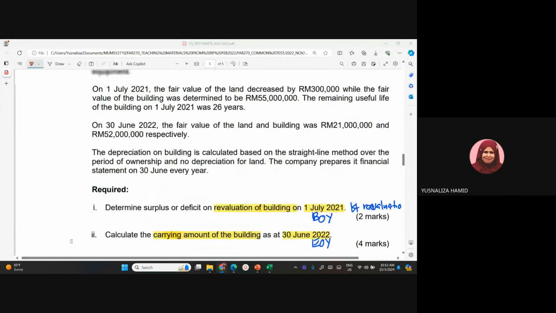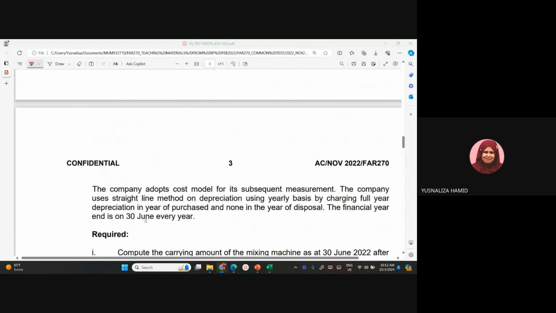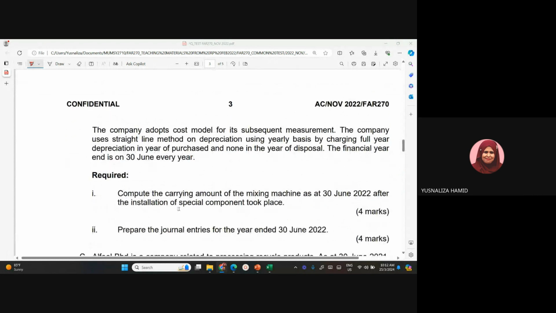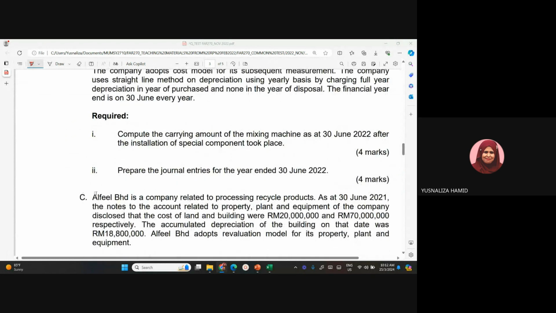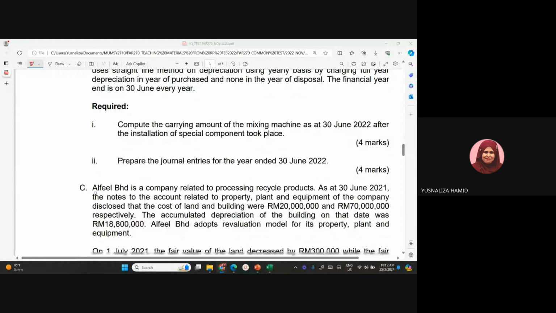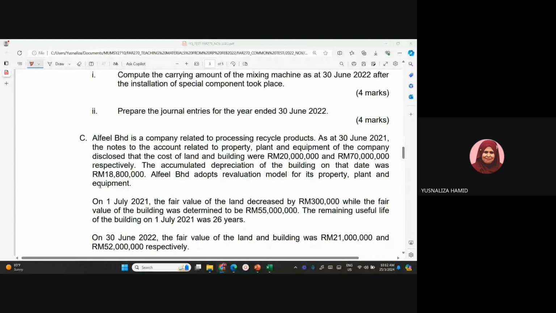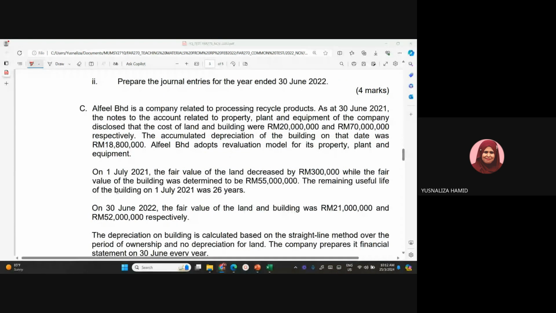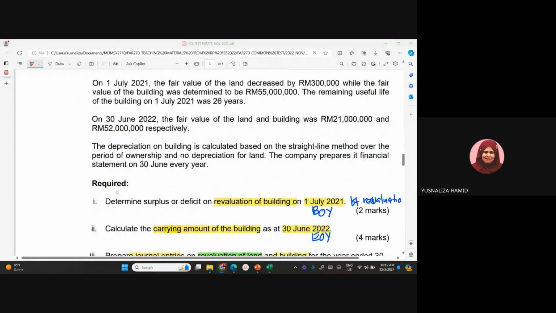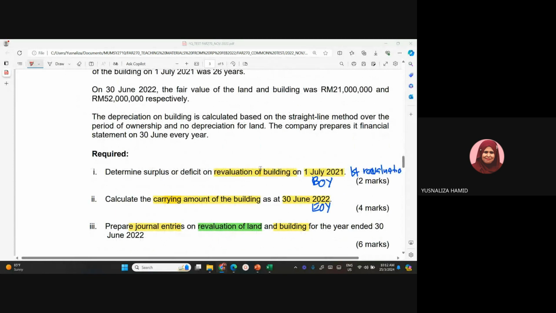Okay, so this question is question November 2022 FAR 270. It is regarding revaluation of depreciable and non-depreciable asset, and this will involve first and second revaluation. First is what you call initial revaluation, and second one is the subsequent revaluation. So these are the requirements that I've already highlighted earlier.